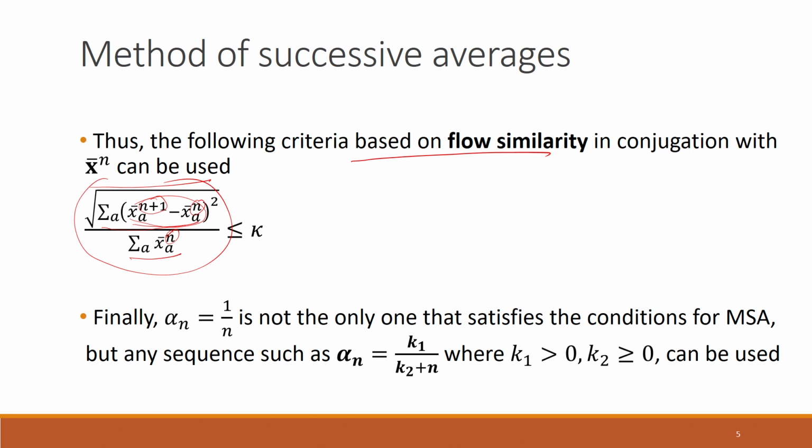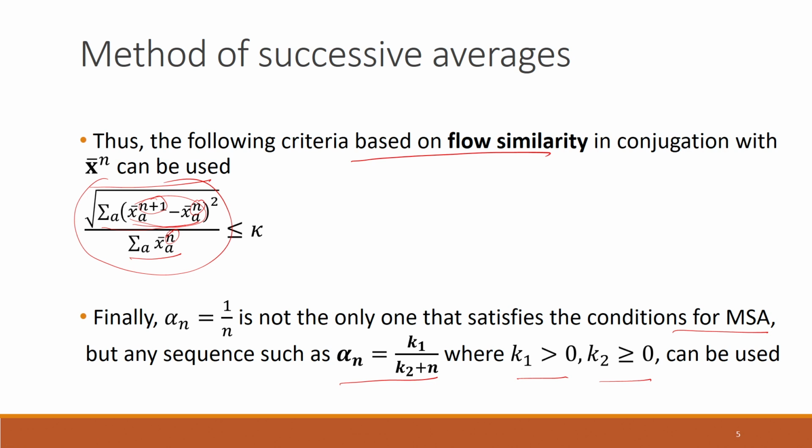One more important point is that, while considering this method of successive averages, until now we have only considered that alpha n equal to 1 by n is one possible sequence that is useful for determining the move size. But this is not the only one that satisfies the conditions from MSA. For example, any sequence where alpha n is equal to k1 divided by k2 plus n, where k1 is positive and k2 is non-negative, can be used.